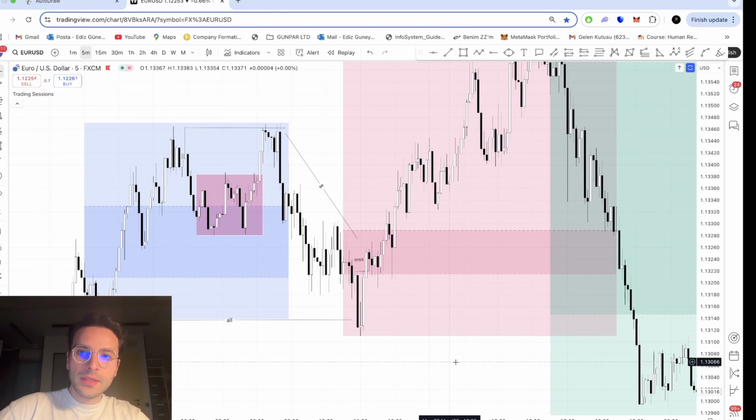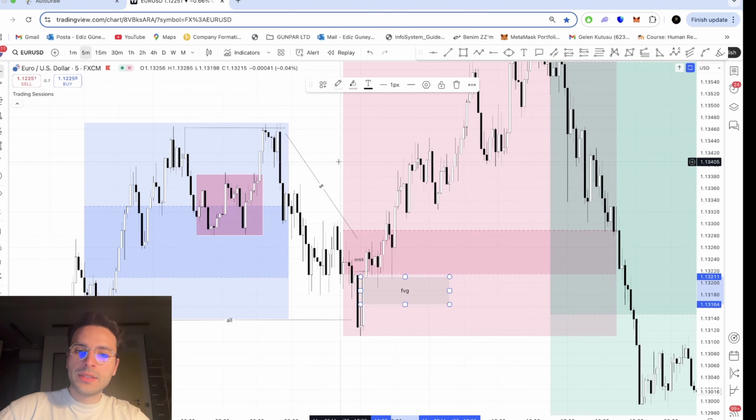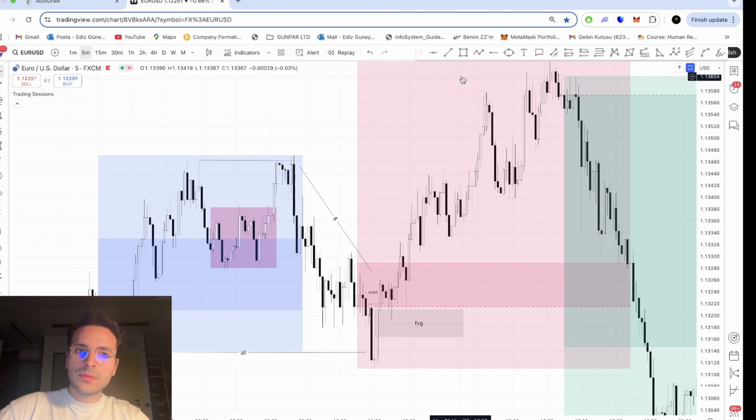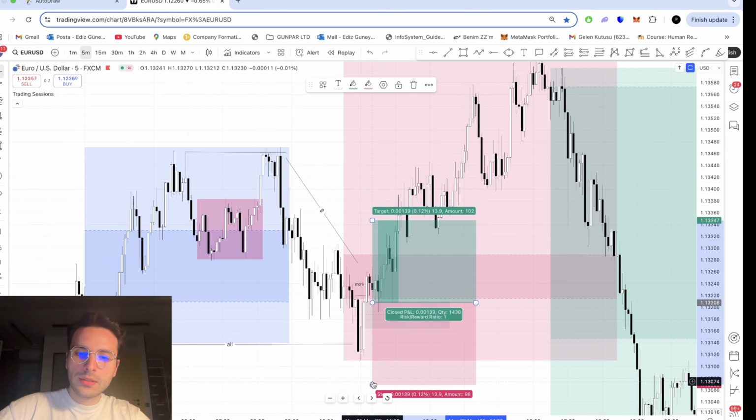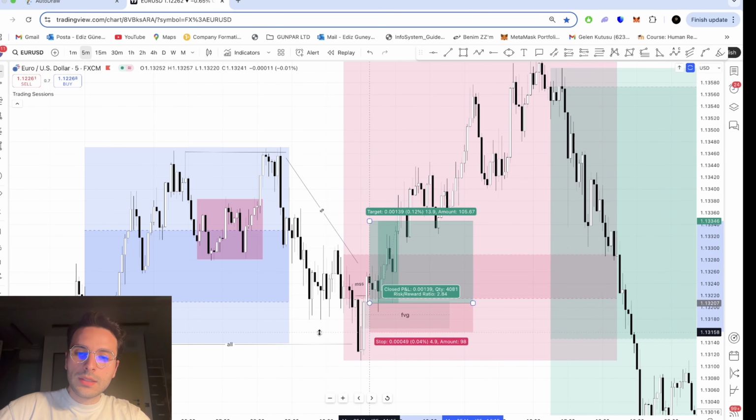And then I am making a pullback at this level inside of an imbalance. You may say fair value gap. So at this level, I will be putting my buy order literally at this level and then put my stop loss a little bit below my fair value gap.